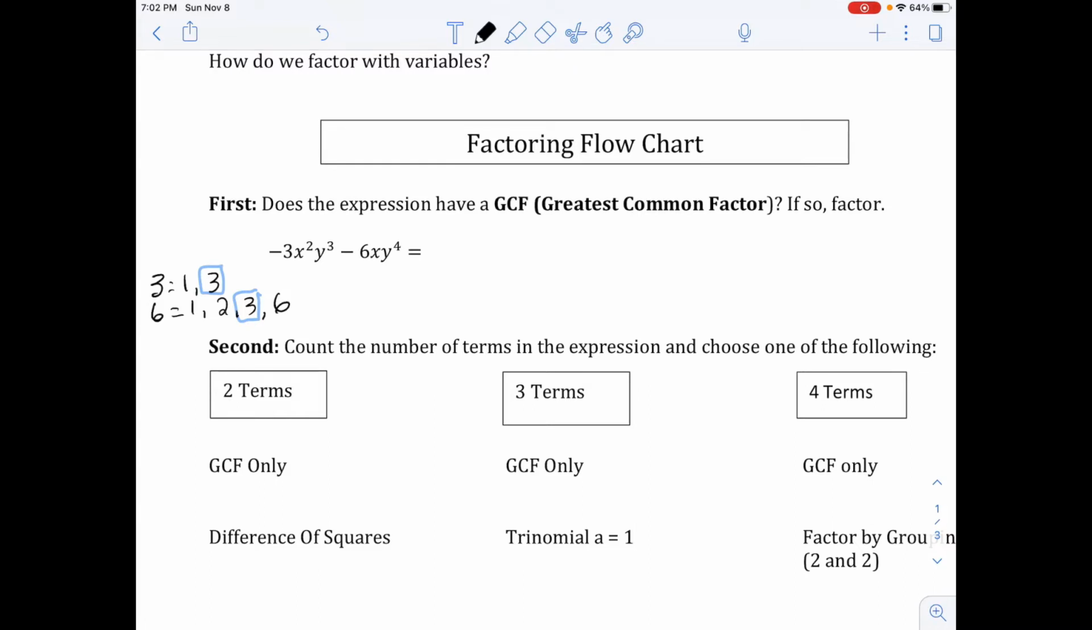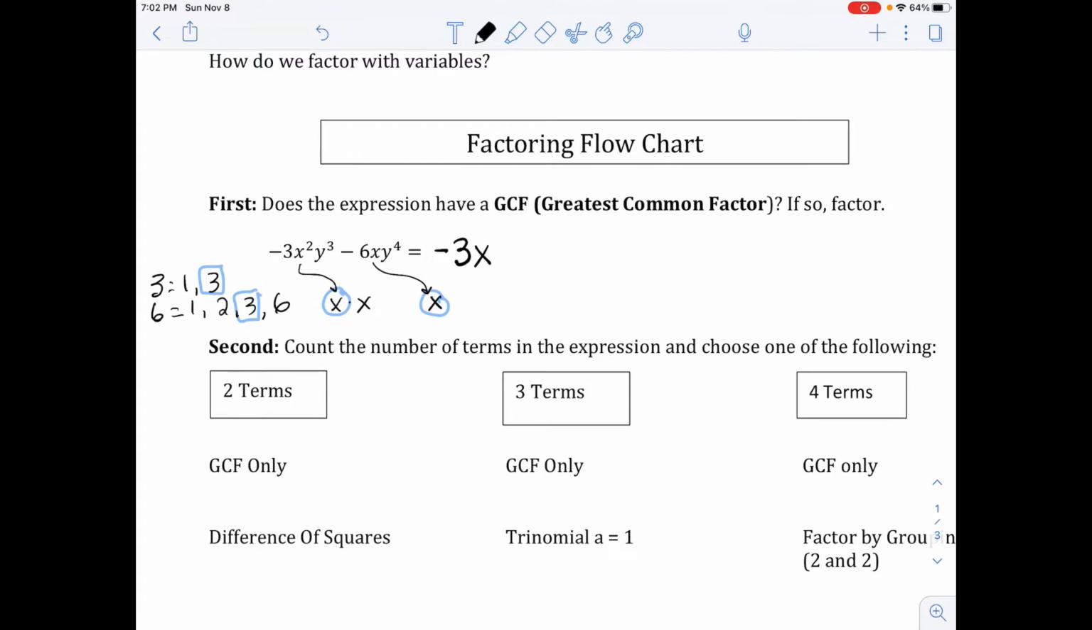When your first term is negative, it is standard to pull out the negative as part of the GCF. So I'm actually going to write -3. Now I'm going to look at the variables. So I see that the first term has 2 x's. So I'm going to go ahead and write 1, 2. I'm going to expand. I see that the second term has 1 x. So there's the 2, there's the 1. What do they have in common? They just have 1 x in common. So I'm going to write an x next to the -3.